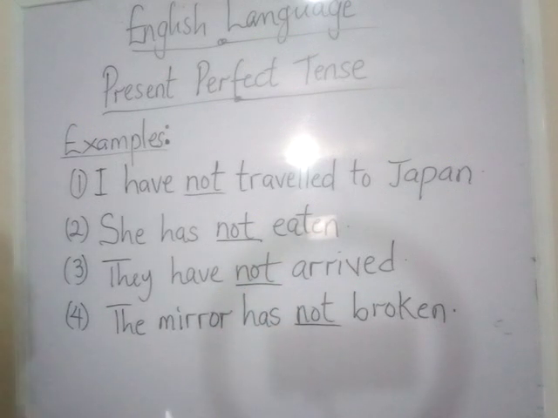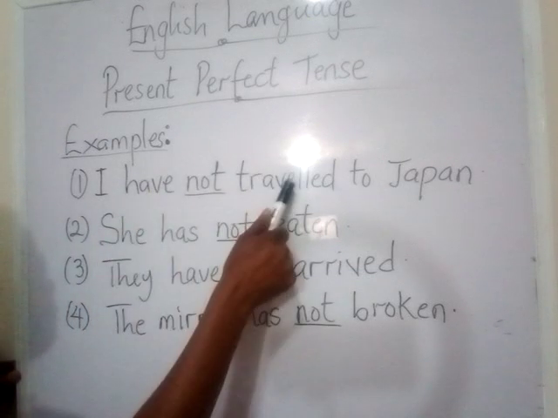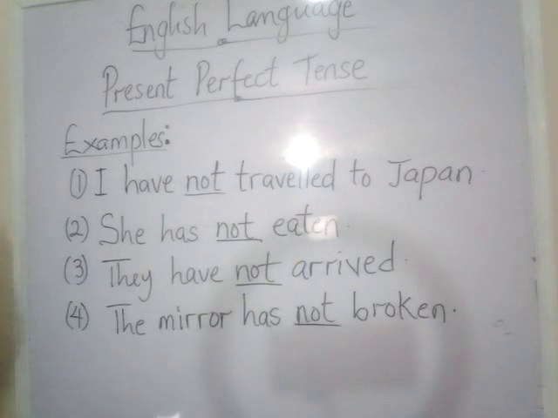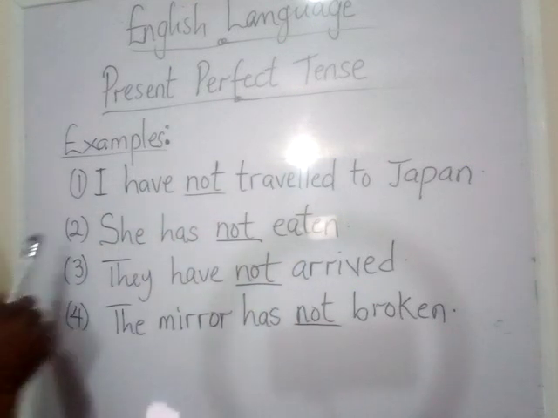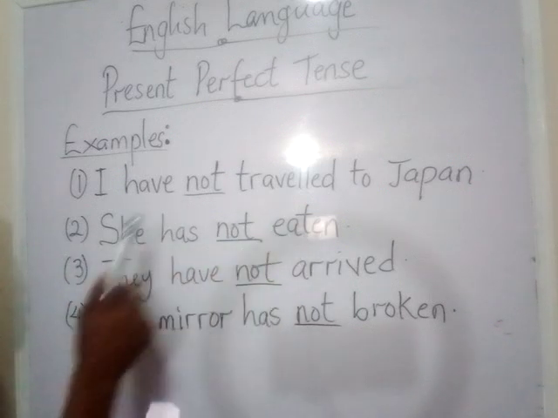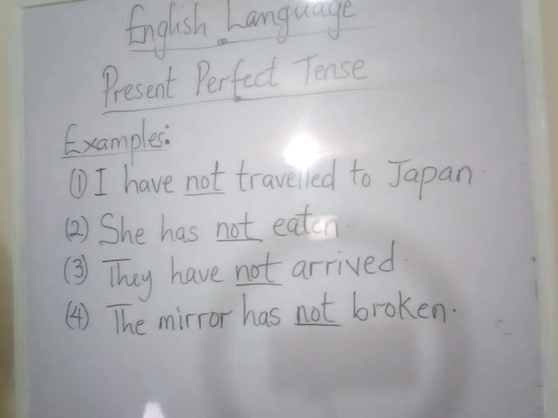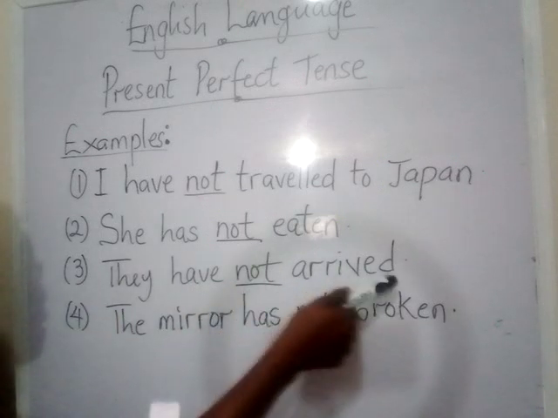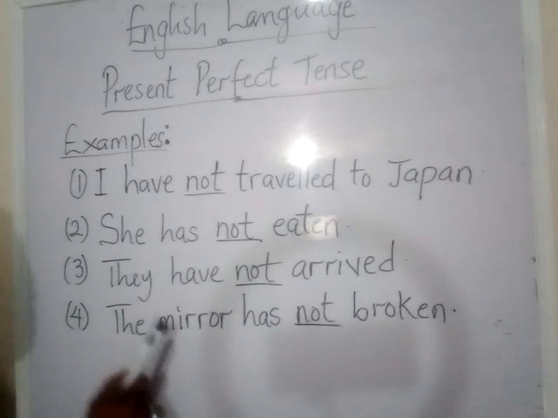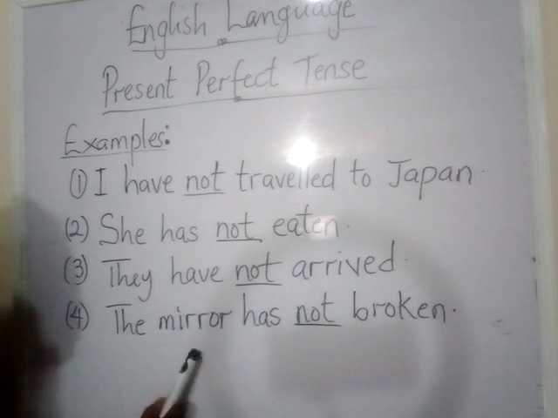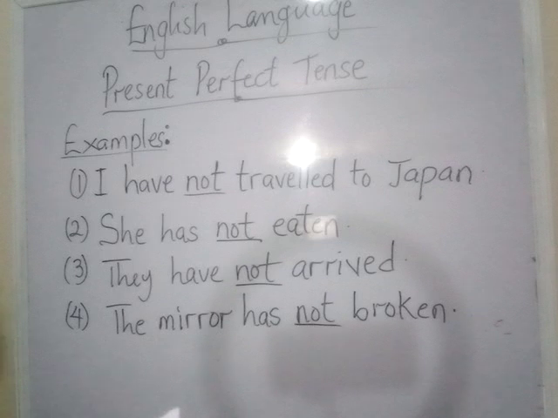But just to let you know that whether you use it in the affirmative or in the negative, the have still follows and the past participle of the verb is still what you use. So the second example says, she has not eaten. She hasn't eaten. I haven't traveled to Japan. The third one, they have not arrived. They haven't arrived. And the last one says, the mirror has not broken. The mirror hasn't broken.